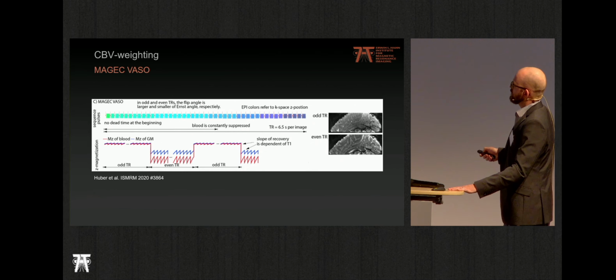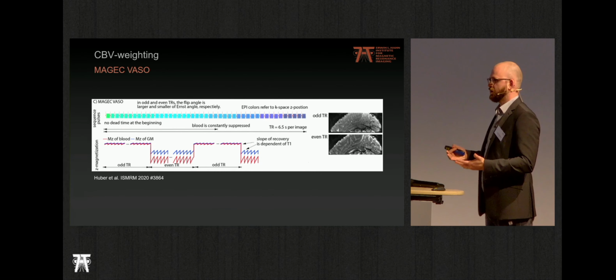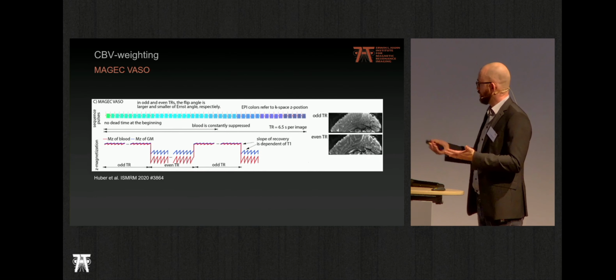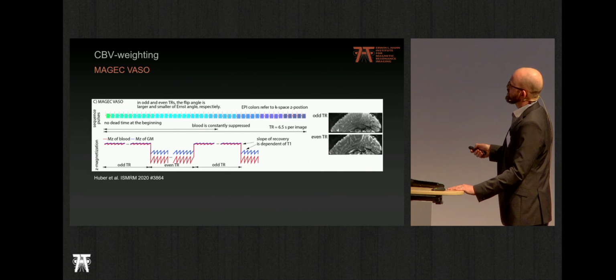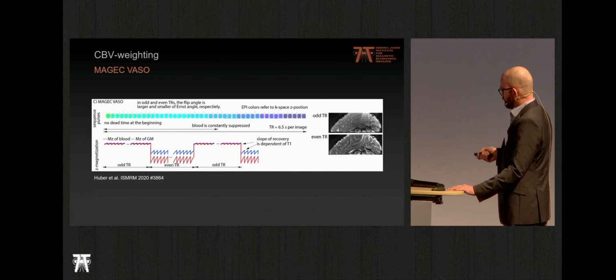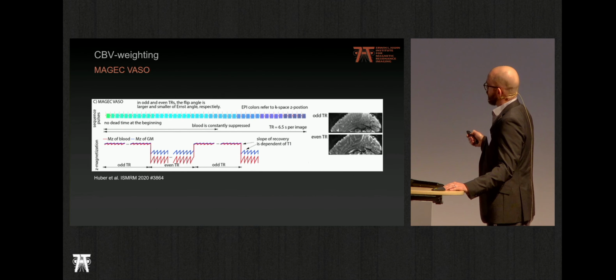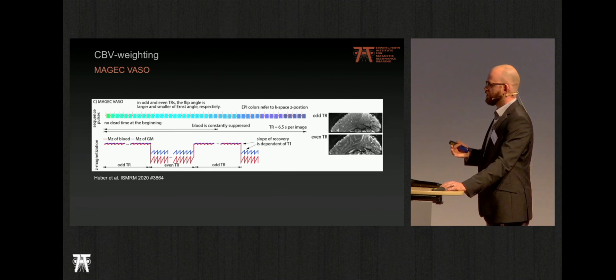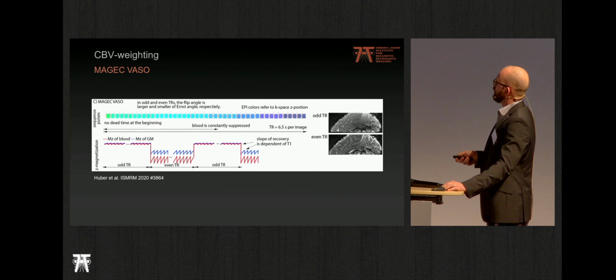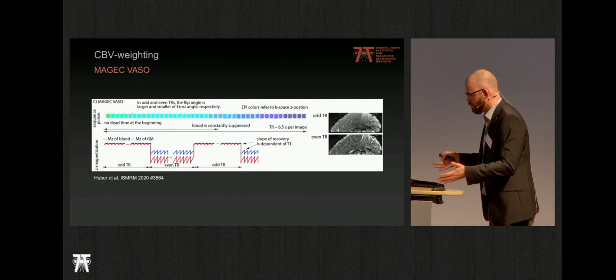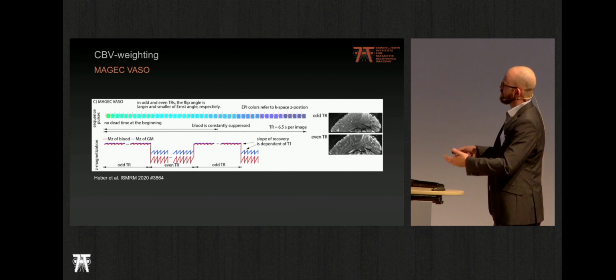Whereas in even TRs, you acquire your signal at very high flip angles. So then you again capitalize on the T1 differences from gray matter and blood, and you get a blood signal suppression relative to the odd TRs. And with that, you can increase the coverage by a lot, but you also reduce the sensitivity and specificity because it's not a blood nulling technique anymore, it's only a blood suppression technique now.